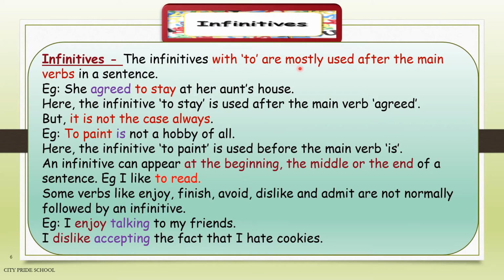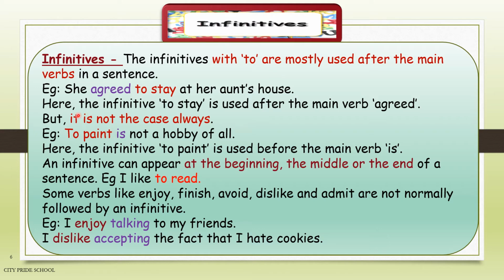Infinitives with "to" are mostly used after the main verbs in a sentence. Now children, mark this word: mostly, not always. For example, she agreed to stay at her aunt's house. Now "agreed" is the main verb and it is immediately followed by the infinitive "to stay". But it is not the case always. That means an infinitive can come at the beginning of the sentence, like in this one: to paint is not a hobby of all.